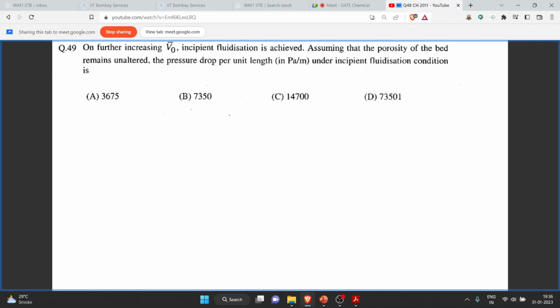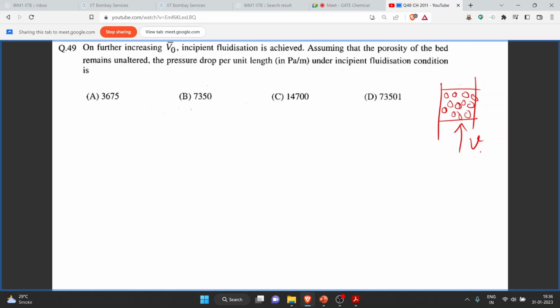Now from the same data, we have been asked question number 49, which is: on further increasing the V bar, incipient fluidization is achieved. Assuming that the porosity of the bed remains unaltered, the pressure drop per unit length under incipient fluidization condition is dash. So this states that we were having a packed bed, and then on increasing the velocity, after a certain point, incipient fluidization is achieved. That is, the packed bed will become fluidized, and we have been asked to find the pressure drop per unit length under the incipient fluidization condition.